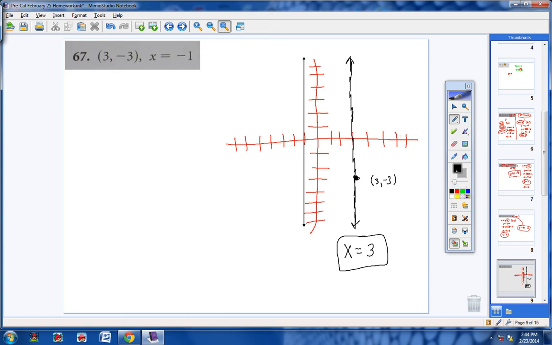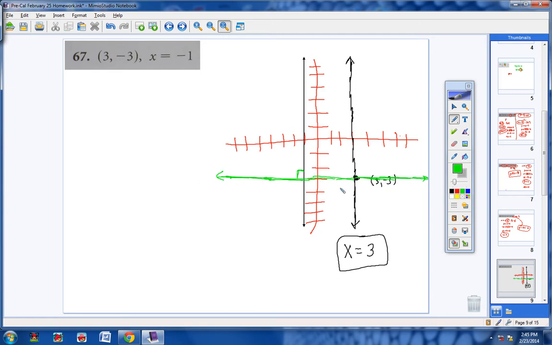Now, next, they want us to find a perpendicular line. Well, it just makes sense to me. Your perpendicular line has to pass through this point here. So here's your perpendicular line. So there we go. This line right here, this green line, is obviously horizontal, thus it's perpendicular to the vertical line.